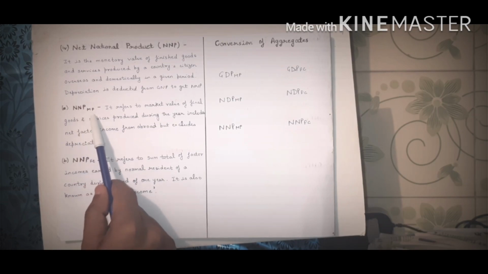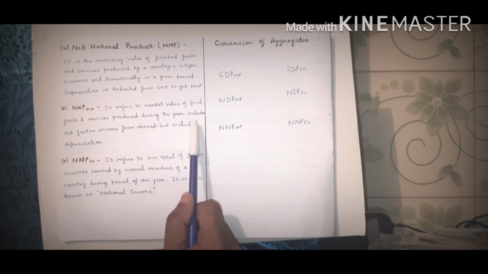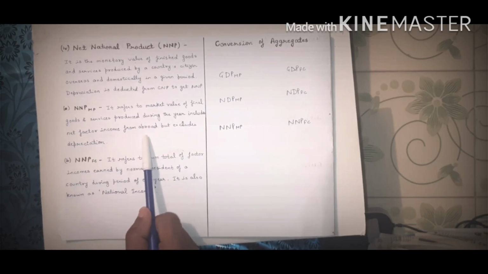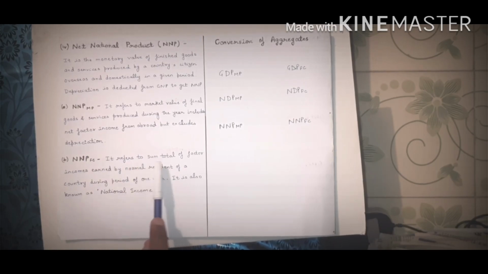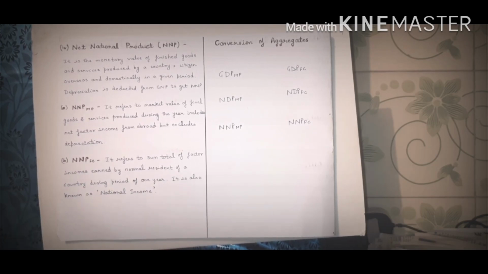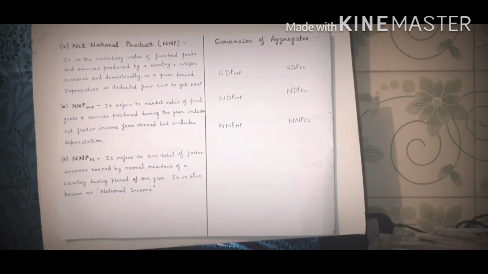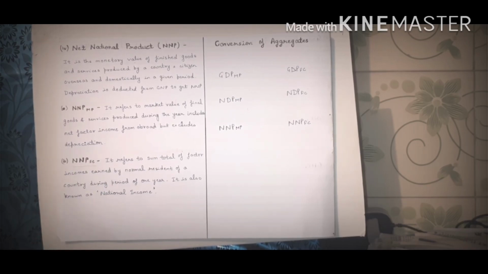Net national product at market price refers to the market value of final goods and services produced during the year, includes net factor income from abroad but excludes depreciation. In a similar way, net national product at factor cost refers to the sum total of factor incomes earned by normal residents of a country during a period of 1 year, and it is also known as national income. To compute national income, we must have this acronym, that is NNP at FC, not NNP at MP.